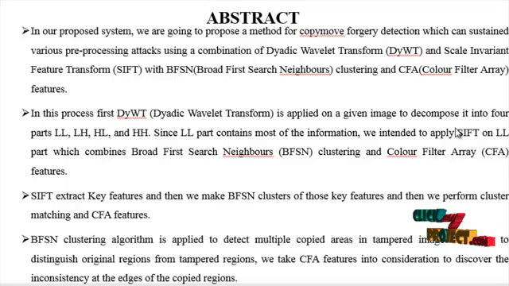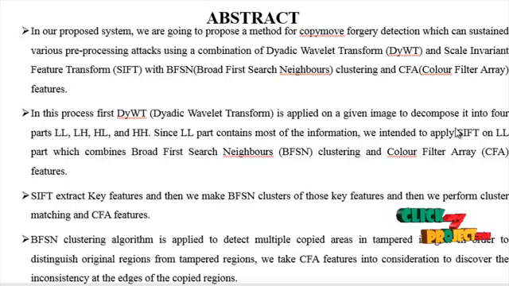In this process, first we detect the forgery part. DyWT, the dyadic wavelet transform, is applied on a given image to decompose it into 4 parts, that is LL, LH, HL and HH. Since the LL part contains most of the information, we apply SIFT, the scale invariant feature transform, on the LL part, which combines breadth first neighbors clustering and color filter array features.